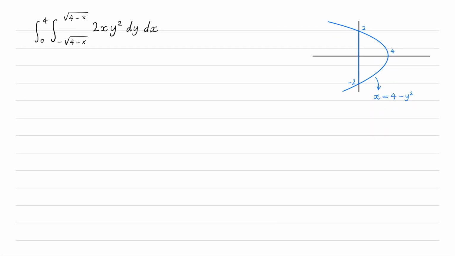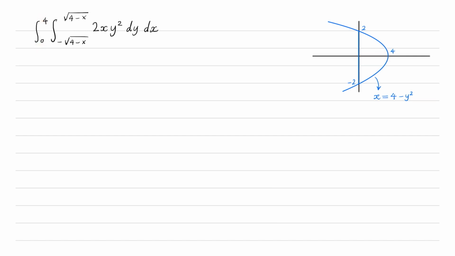Suppose we want to integrate this function 2x y squared over this region. Now again, we have this region here. So it says that the integrals say that as x changes between 0 and 4. So x changes between 0 and 4.